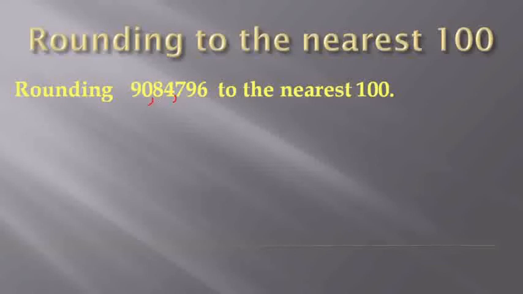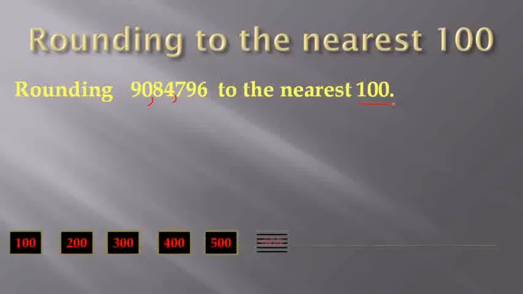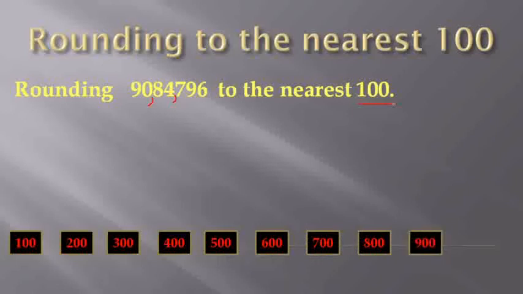90 lakh 84,796. So to round to the nearest 100, we will write the multiples of 100: 100, 200, 300, 400, 500, 600, 700, 800, 900 and 1000. Now just concentrate on these last three digits, 796. It is greater than 700 and smaller than 800, so it will lie between 700 and 800.